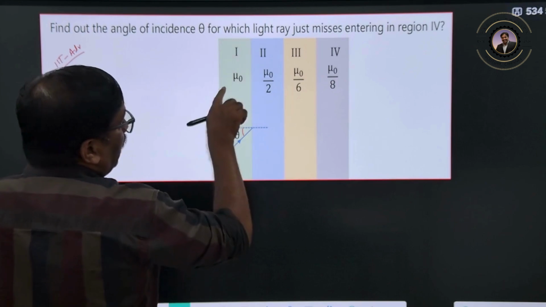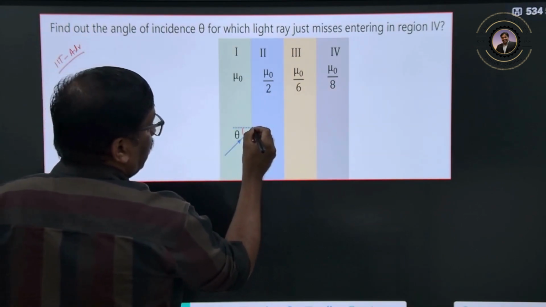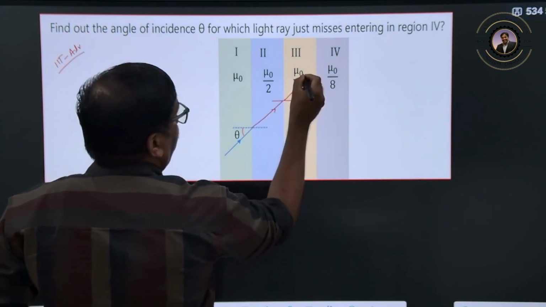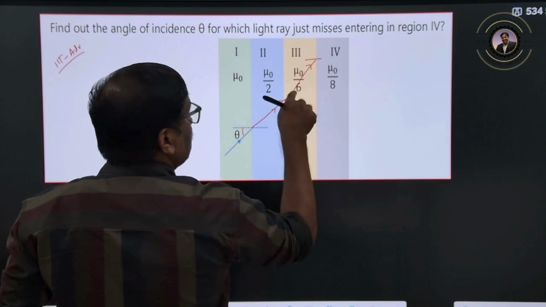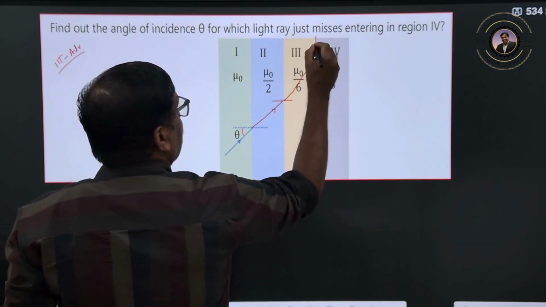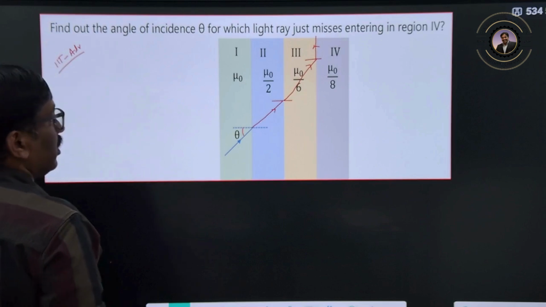What will happen now? It is entering from a denser medium to a rarer medium, so it bends away from the normal. Again entering into this one, bending away from the normal. This is a denser medium, this is a rarer medium, like that. So just missing entering means it should compulsorily go in the form of a critical angle. That's all. This is theta.